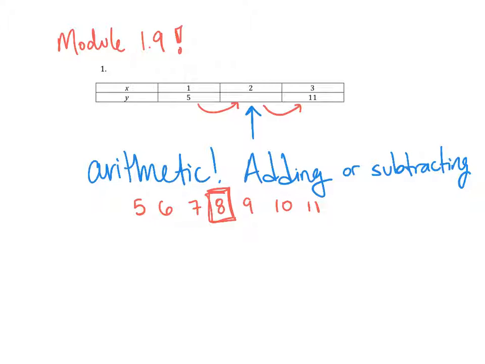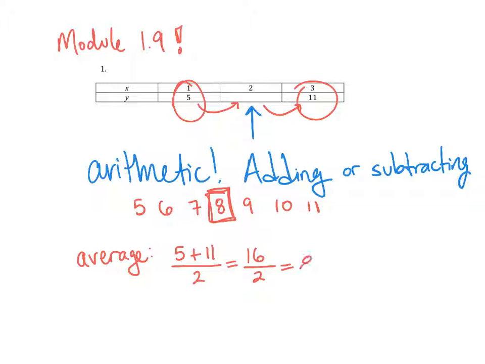Somebody else told me that what they did is they took the average between 5 and 11, since they knew that this had to be the exact middle point between 5 and 11. They just took the average. So if you remember how to find the average, you have to add the two things together. So we're taking the 5 and the 11, adding those together, and then dividing by 2, because there are two of them. So 5 plus 11 is 16, and then 16 divided by 2 is 8. Oh, hey, look at that. We came up with the same number. Okay, so there are a couple of different ways to do this.